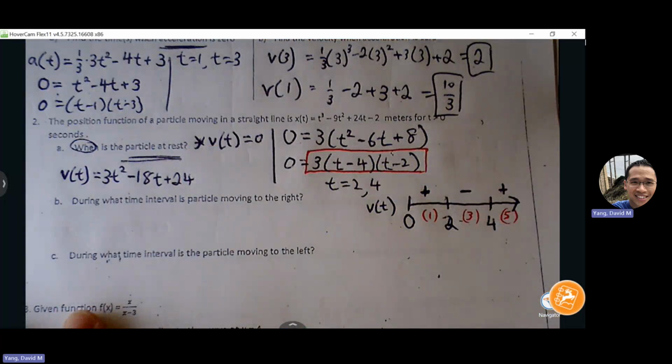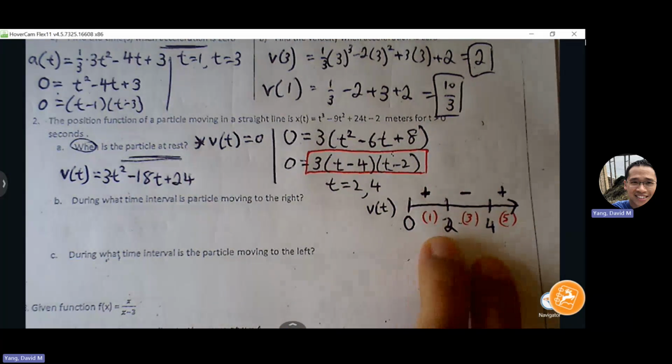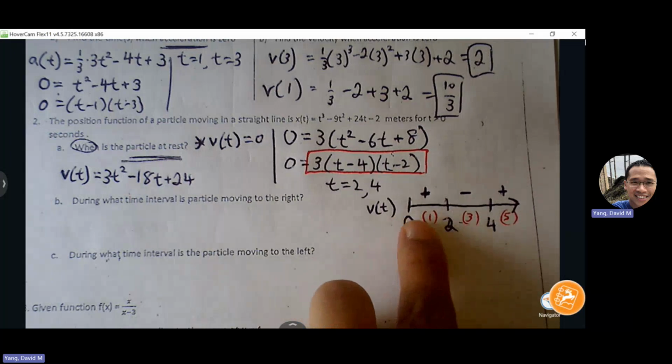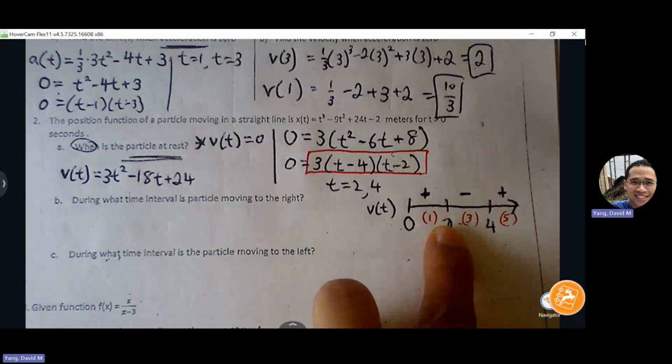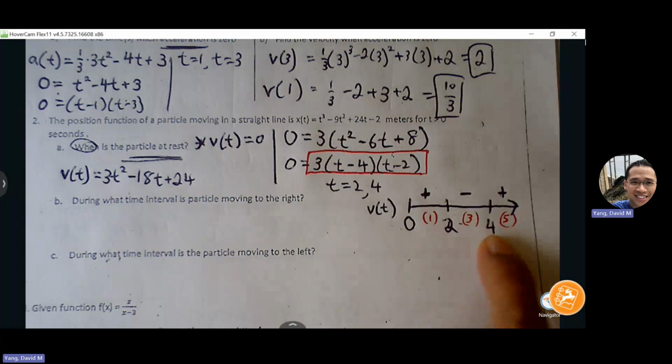We change this 3 times or 2 times? 2 times. That's right. It starts at 0. It moves to the right. It stops at 2 seconds. It turns around, goes left for another 2 seconds. It stops, turns around, and moves to the right.